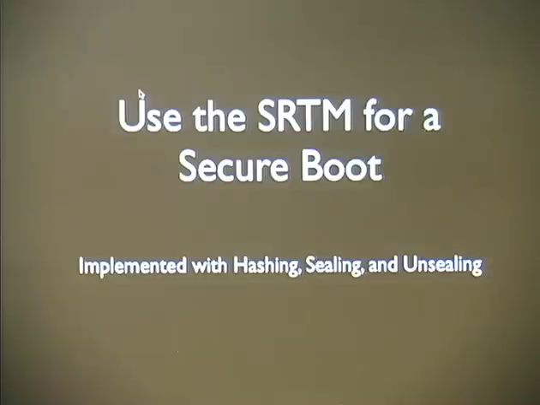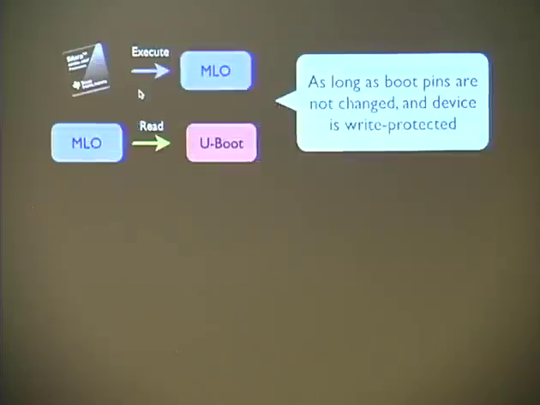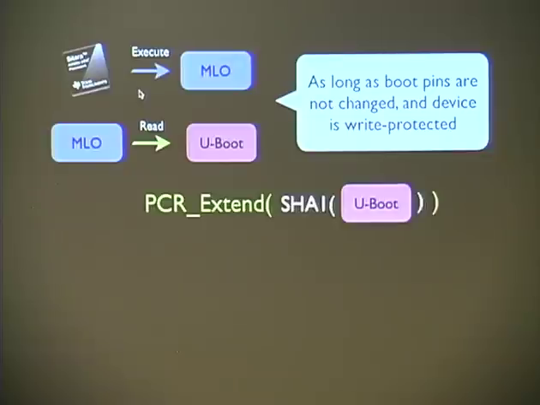So, okay, now we have a static root of trust measurement. Let's use that for a secure boot. We're going to implement this version of secure boot with sealing and unsealing. A little recap: as long as the boot pins are not changed, this device is write protected. So we can execute MLO, and then MLO can read U-boot, after which we're going to do a PCR extend of the hash of that U-boot that we're about to execute.